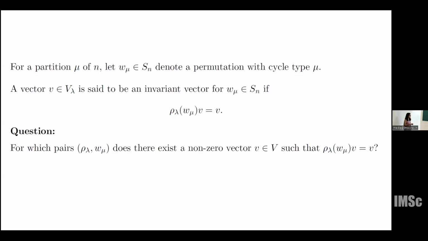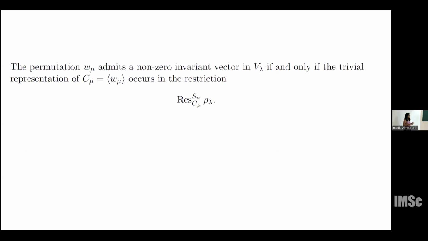So the question we are interested in is that we are looking for a pair: a partition lambda and a conjugacy class element w_mu, such that there exists a non-zero vector v that is invariant under rho_lambda(w). This is the question that we are interested in. Another interpretation is that rho_lambda(g) is again a linear transformation, so rho_lambda(g)v equal to v means the eigenvalue is equal to 1.